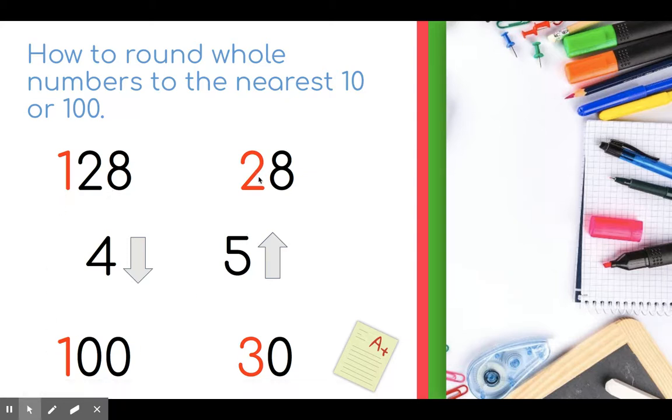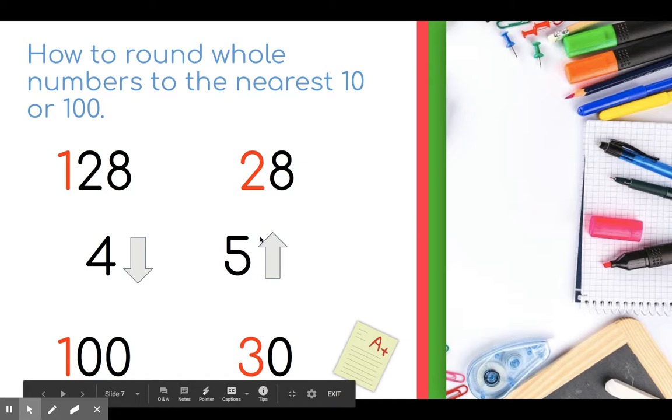The other example is 28. So this one, we're rounding to the nearest 10. So the number right next to the 2, to the right, is 8. And 8 is obviously greater than 5. So you're going to be rounding up, which means you add a 1 to the tens place and then change the ones place into a 0, which makes it 30. So 28 rounded to the nearest 10 is 30.